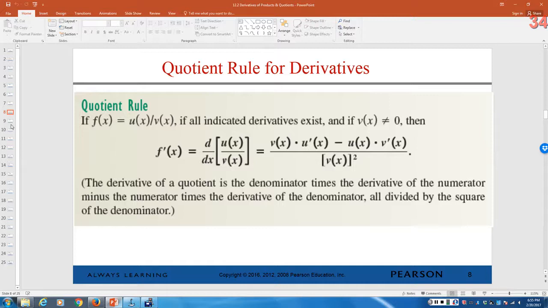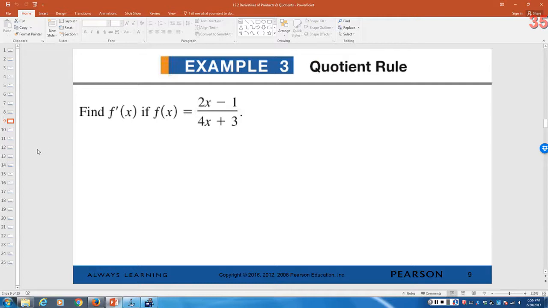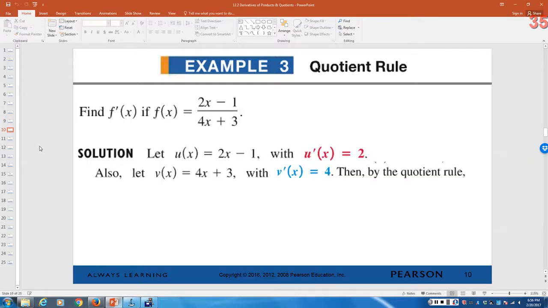So let's see if we can work through one of these. What is the numerator? What is the denominator? Numerator is the one on top, 2x minus 1. Denominator is the one on the bottom, 4x plus 3. So we're going to take the numerator and take its derivative, and the derivative of the numerator is 2. And then the derivative of the denominator is 4.